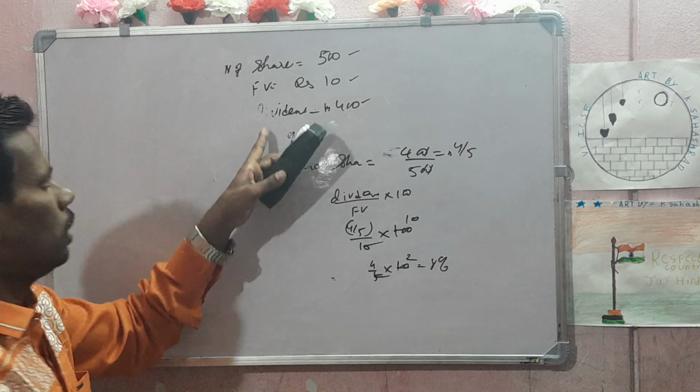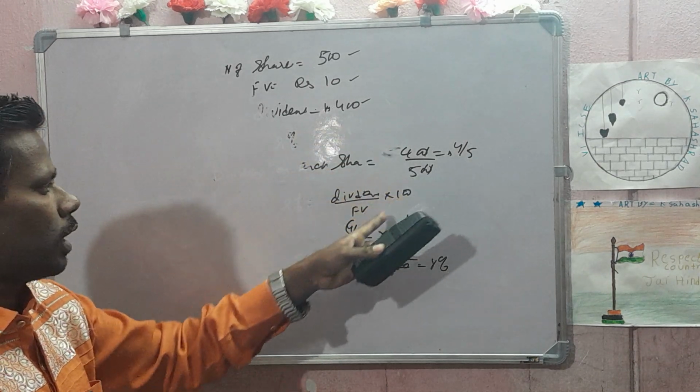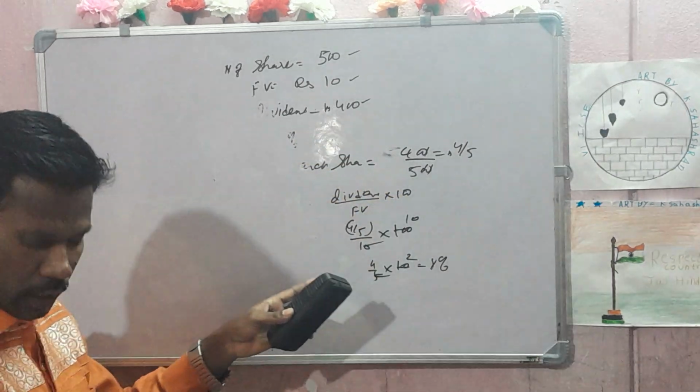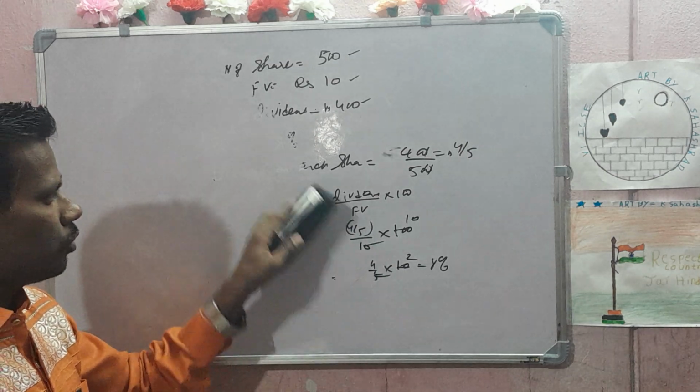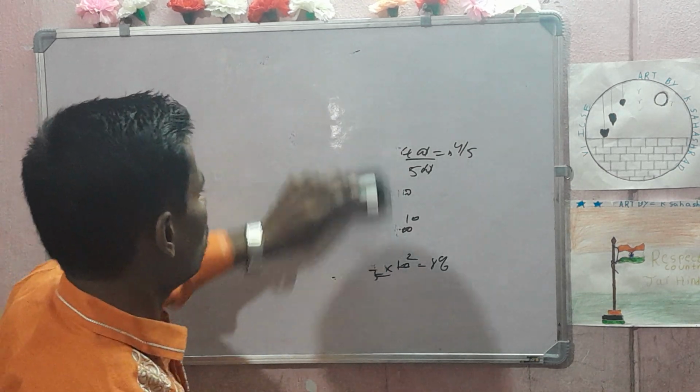So it's clear. I calculated the dividend on each share, therefore the dividend rate percentage. He is asking to find the rate of dividend. I used the formula and I got the answer.